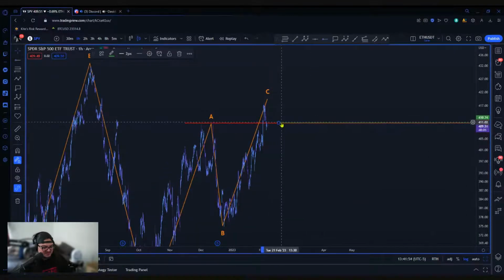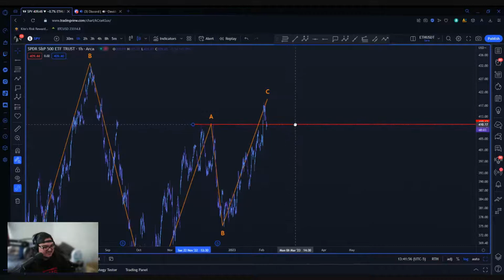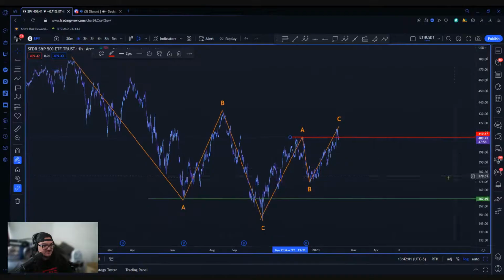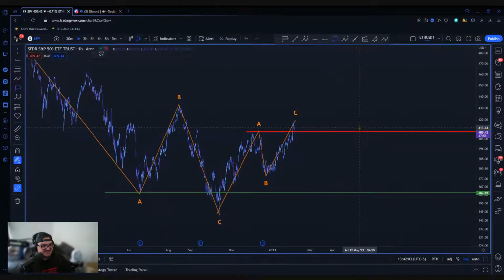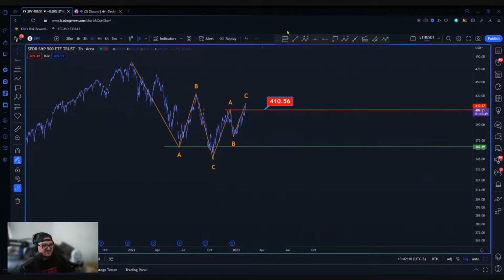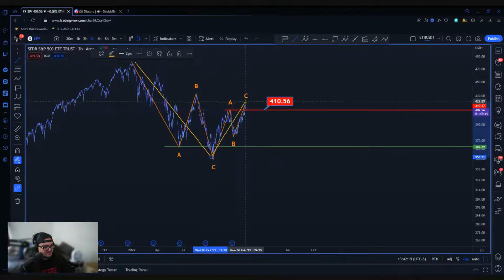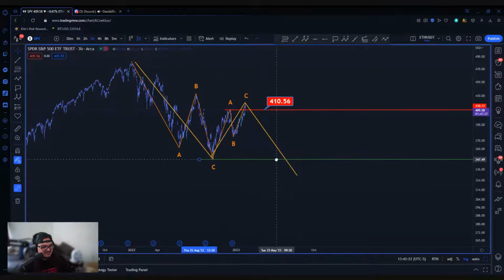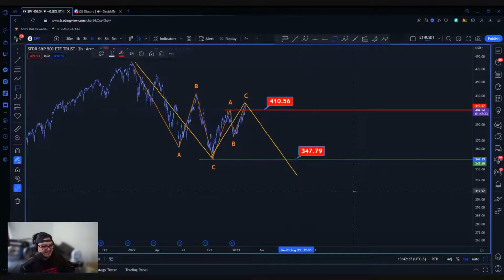Let me be more exact for you. The more exact level is 410.17. So as long as we're below 410.17, the S&P looks kind of bearish right now, to be honest. This looks like it wants to become a larger AB to a C situation, something like this, and something like that in the yellow. If that is the case, we need to come down and break the low here at around 347.50. So I'm keeping that in mind.